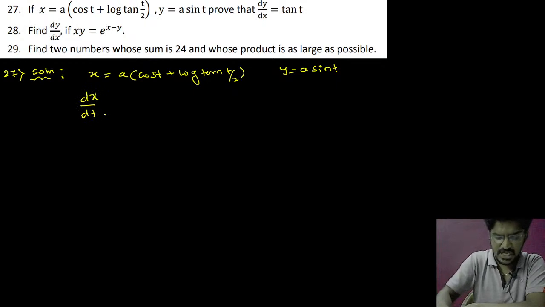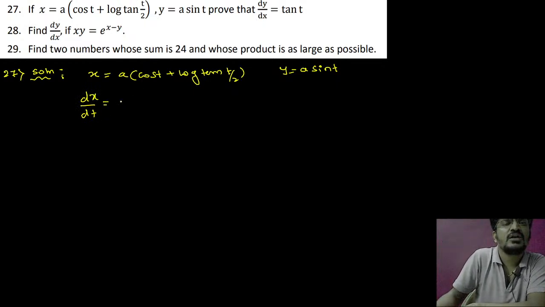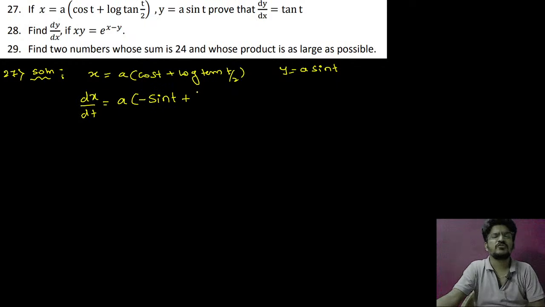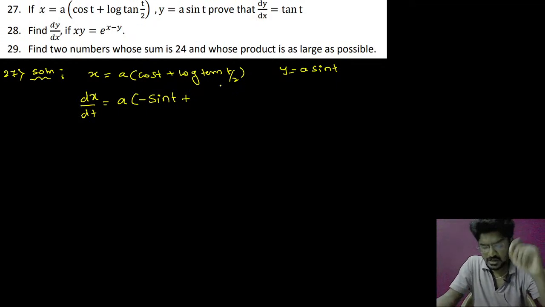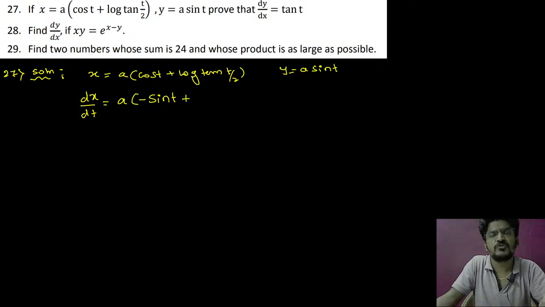dx by dt is equal to a times the differentiation of cos, which is minus sin t, plus, be careful to differentiate log of tan t by 2. You have to be perfect with chain rule. I will not write d by dx. In one shot I will write the whole solution of log of tan t by 2. Directly I will apply chain rule so that we can reduce one or two steps. That will be very helpful for us.